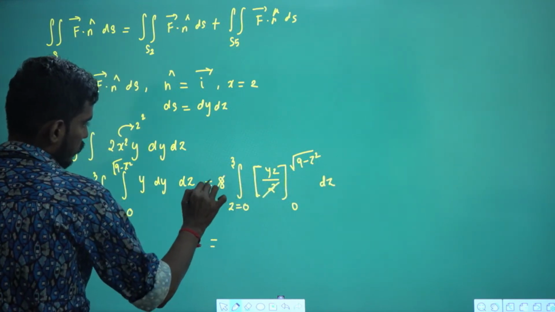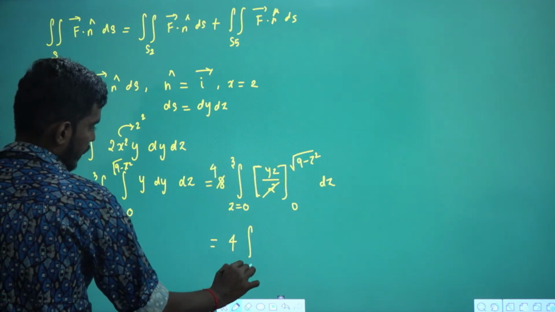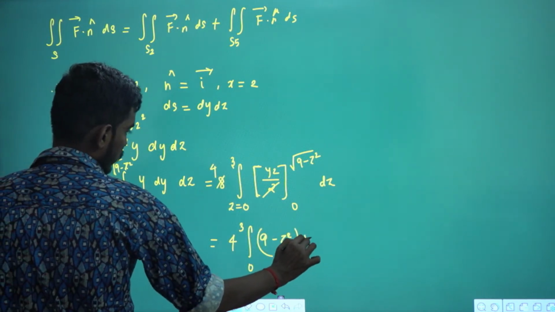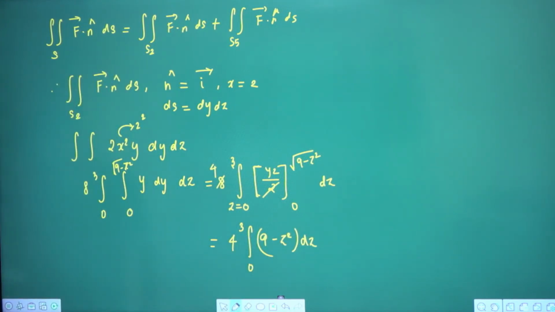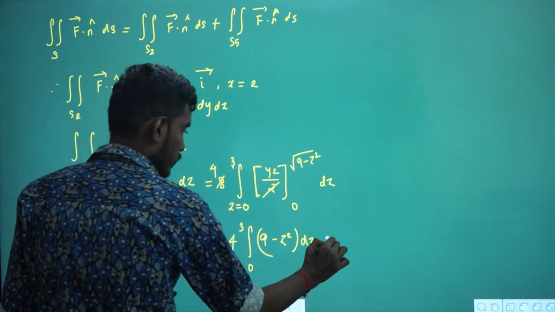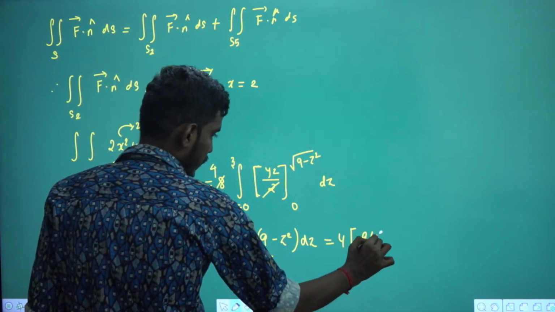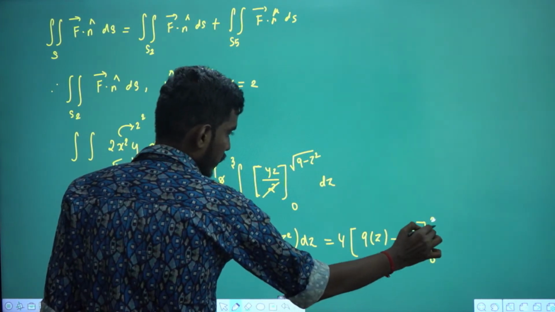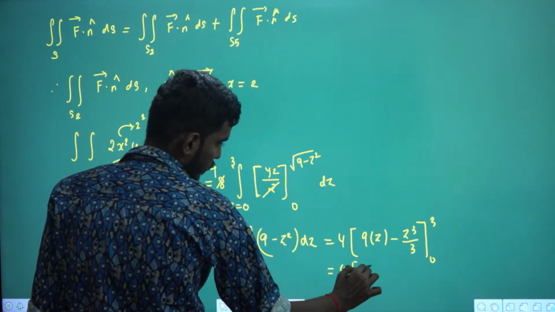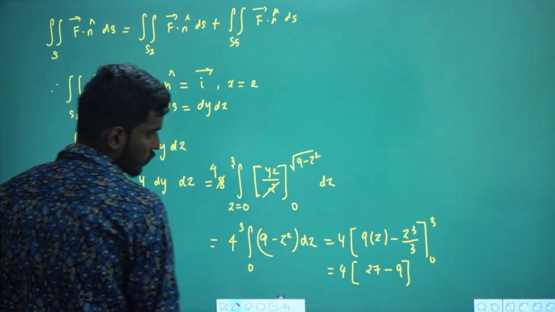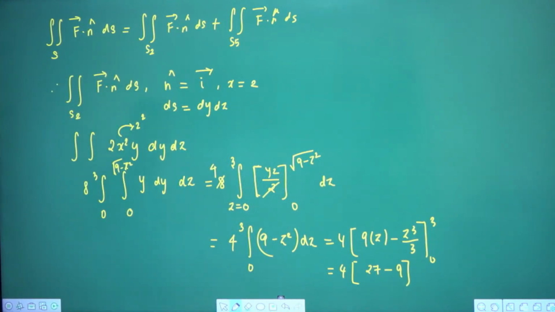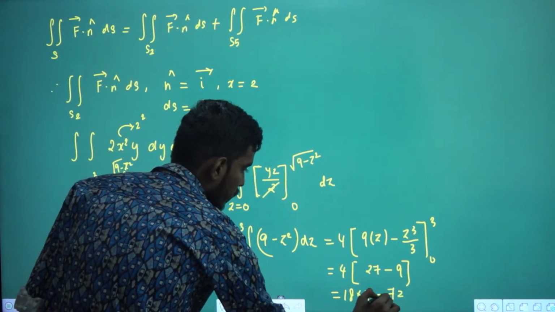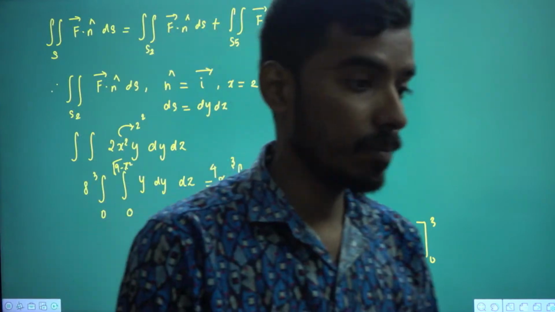So 2 ones are 2, 2 twos are 4. So 4 times the integration from 0 to 3, where y square will be 9 minus z square, dz. This will be 4 times 9z minus z cube by 3, from 0 to 3. This will be 27 minus 9, so 3 cube is 27, 27 by 3 is 9, so 18 into 4. So 72 is your top surface.